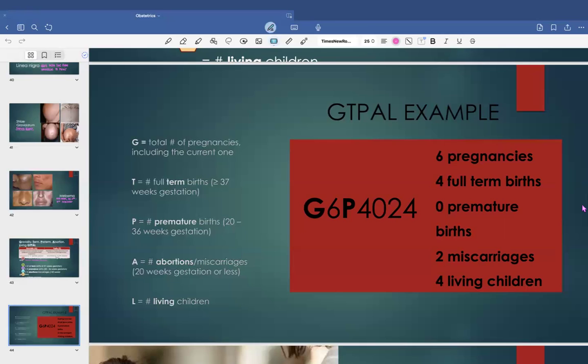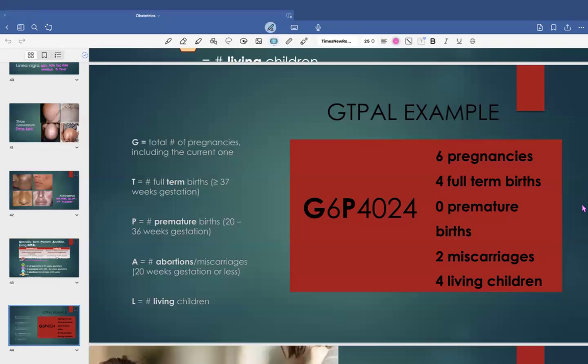So P is parity, it stands for the TPAL. The TPAL is the whole P. Now, you could have said G6P4, but for information purposes, if you wanted to break it down, she had 4 full-term births, 2 miscarriages. So she was pregnant 6 times, lost 2, had 4 living children. So you can either say G6P4, but if you want the full details, then it would be the 4024.